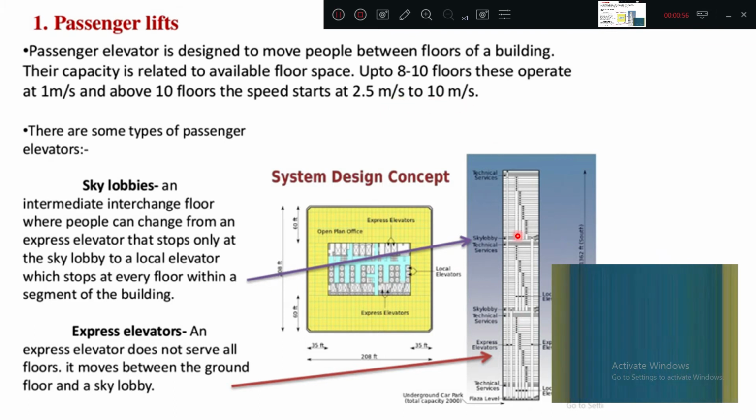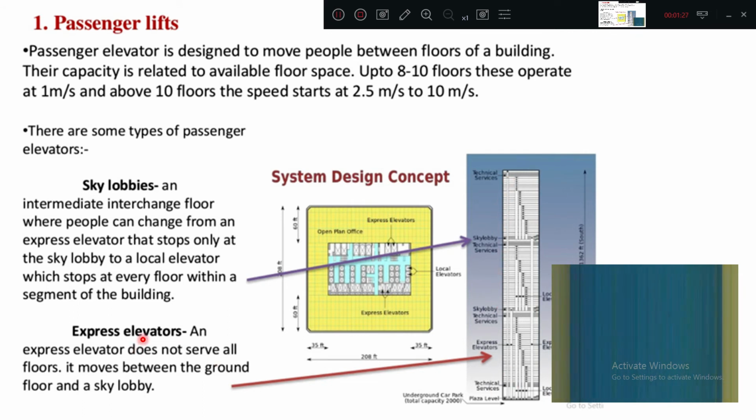Can you see this diagram? There are two major types in multi-storey big buildings: express elevators and sky lobbies. Express elevator means it will move very fast and have very few stoppages. From here to here directly it can go, or from here to here only one or two stops will be there. But what will happen to sky lobby? Sky lobbies are the intermediate things. They will stop at each and every floor.